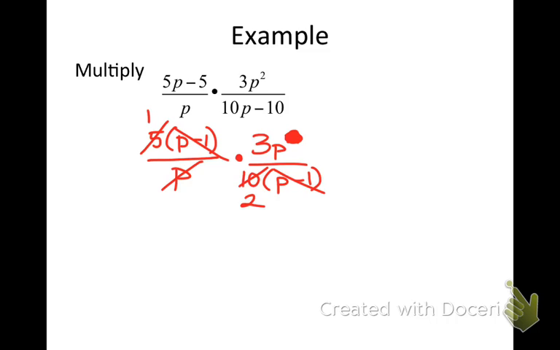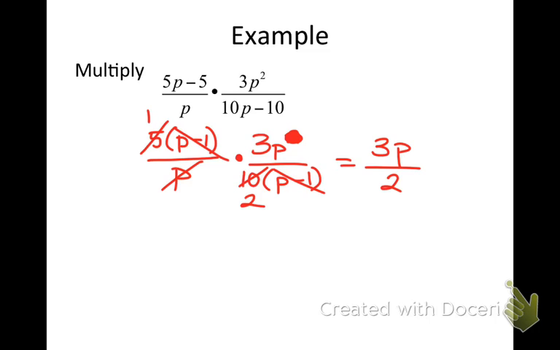So now what am I left with? What am I left with in my numerator? A 3 and a p. What am I left with in my denominator? Just a 2. Okay. Now, if that looks really confusing to you, it may be helpful.